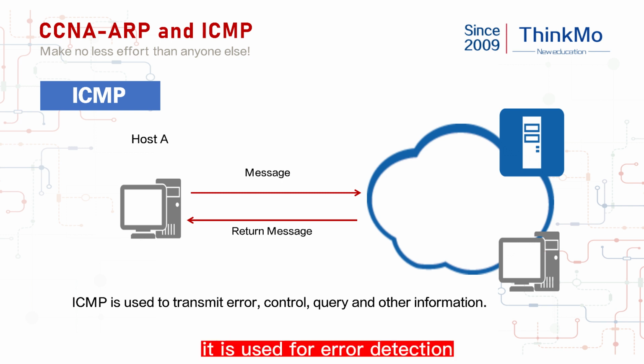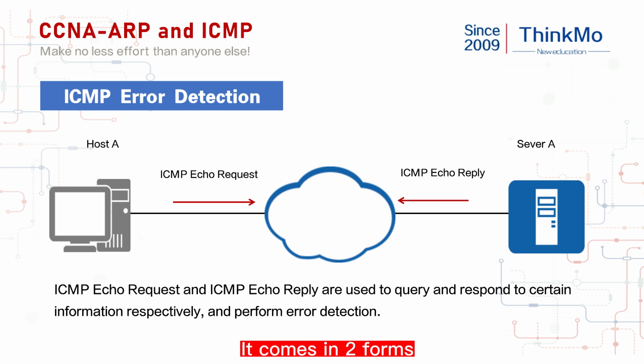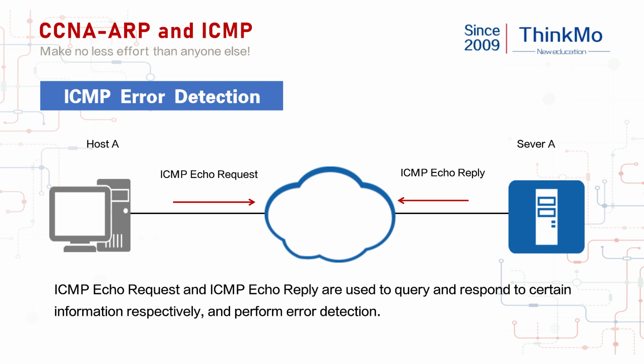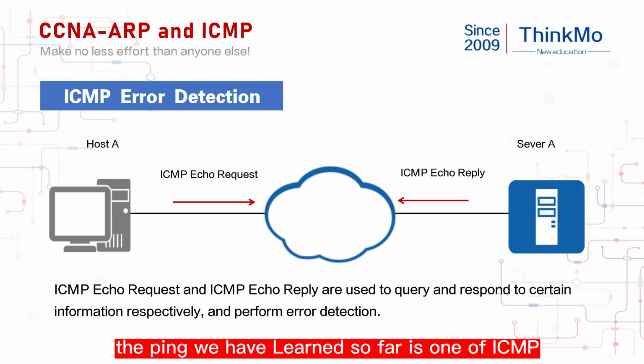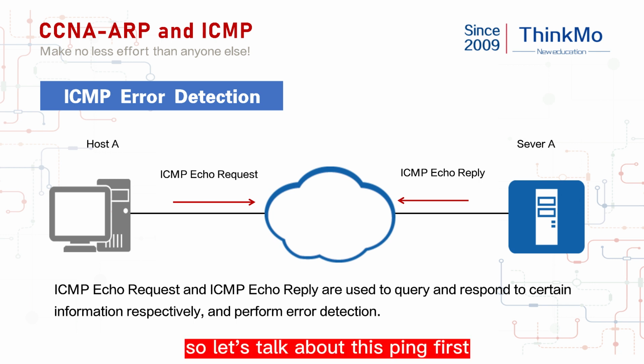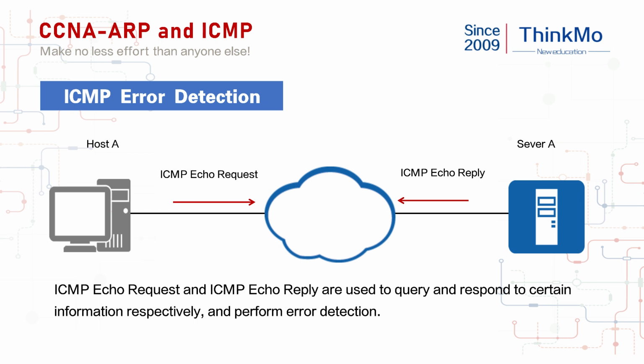It is used for error detection. It comes in 2 forms: one is ping, and one is traceroute. ICMP has 2 forms. The ping we have learned so far is one of ICMP, and traceroute is the other. So let's talk about ping first.